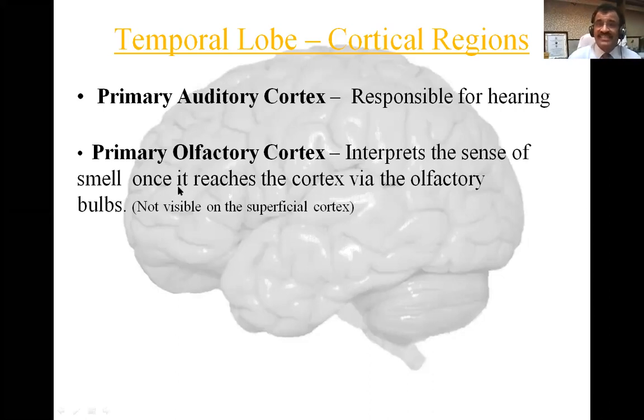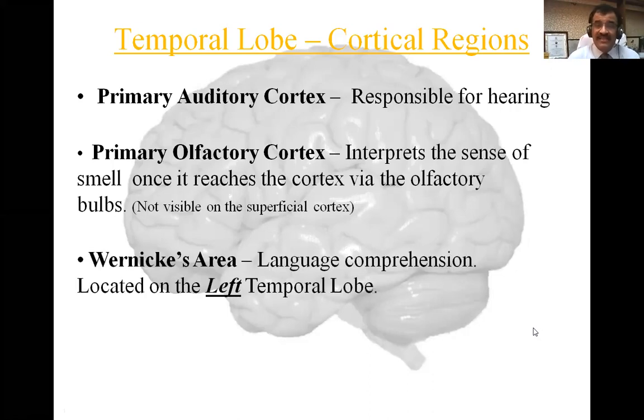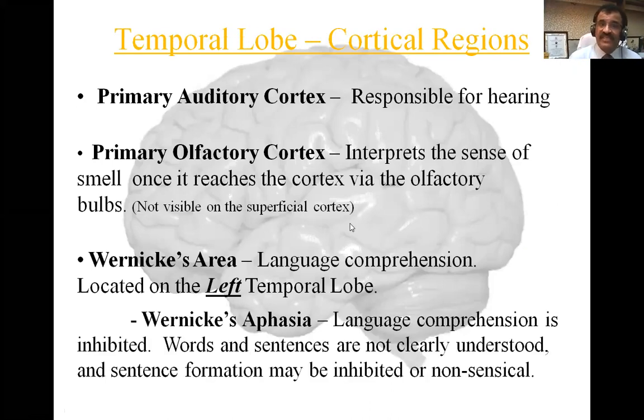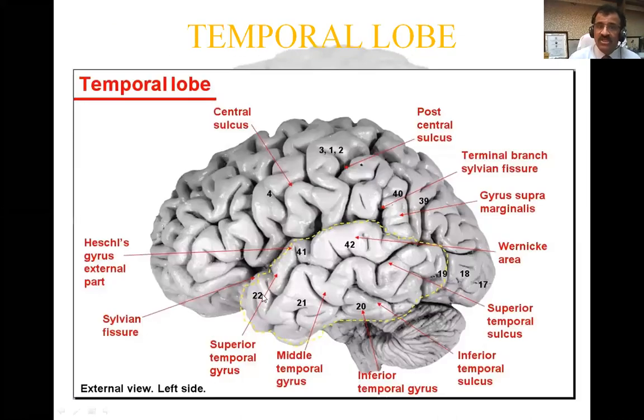Okay, once it reaches the cortex via the olfactory bulb, it is not visible on the superficial cortex. So it is not visible here because it is below. Well, another important area on the temporal lobe is Wernicke's area, and it is just like Broca's area, how we saw on the frontal lobe. Similarly, we get Wernicke's area on the temporal lobe. It is for language comprehension, which is located on the left temporal lobe in case of right-handed people. And we see all these areas on the temporal lobe.